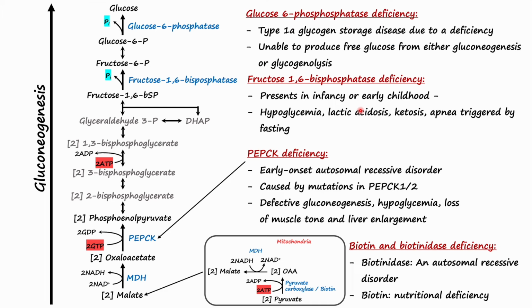And last is glucose 6-phosphatase deficiency, which is a type 1A glycogen storage disease due to a deficiency in glucose 6-phosphatase, and it is characterized by severe fasting hypoglycemia because free glucose cannot be produced from either gluconeogenesis or glycogenolysis.